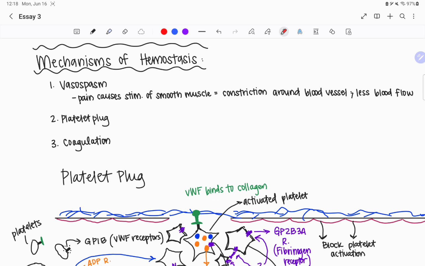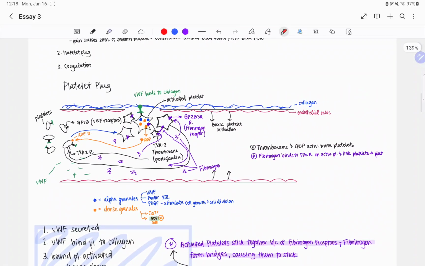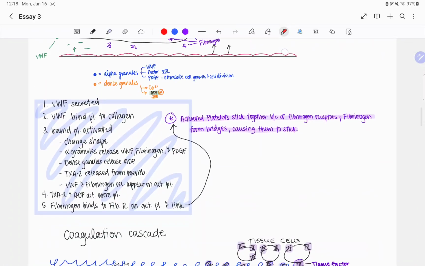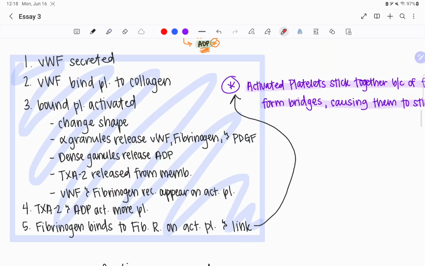Okay, so we're gonna kind of dive deep into platelet plug and coagulation. So first, what happens in platelet plug? Like I said, I like pictures, but I am gonna just go through this word chart first. So this VWF, it's usually von Willebrand factor, but we're just going to call it VWF. That is secreted when there's that pain, when there's that damage to a wall.